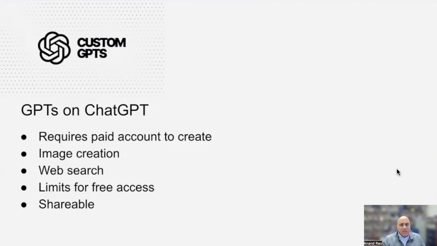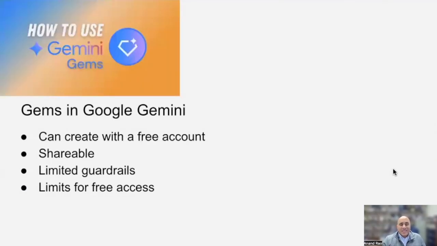So GPTs on ChatGPT are going to be very similar to Google's Gemini Gems. In this case, though, you can create them with a free account. So if you have a Gmail account and you have access to Google Gemini, and you can have free access to Google Gemini, you are able to create your own gems with that free account.